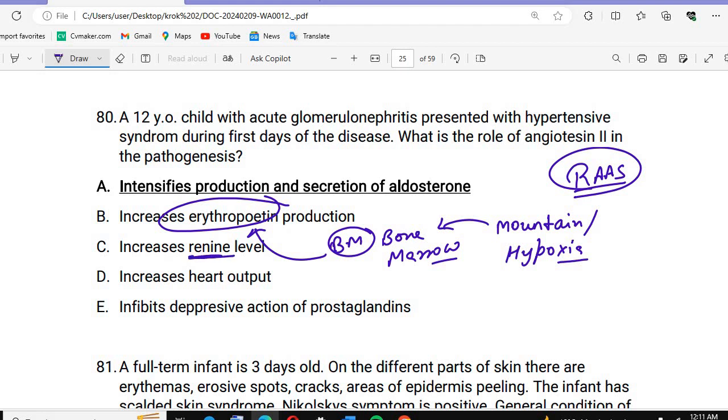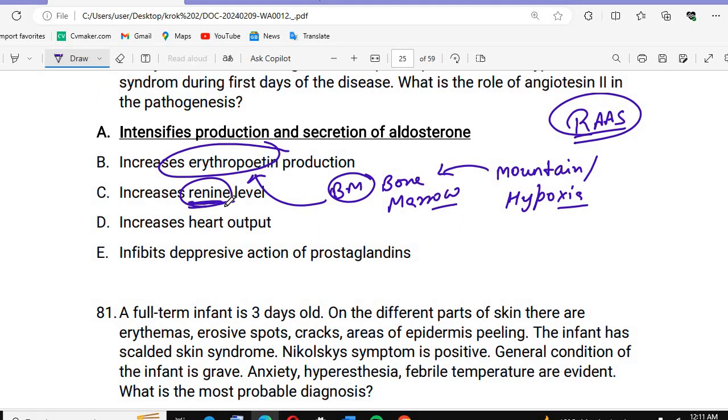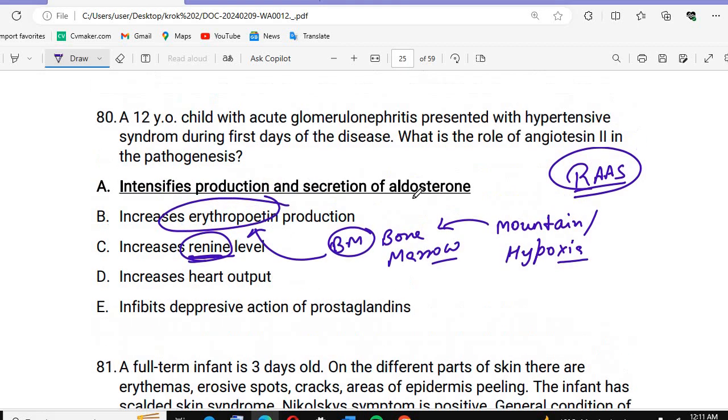Renin levels. So there are two things, we have the renin and we have the angiotensin. The renin level, we all know it's produced by the kidney, not angiotensin 2. The renin helps in the production of angiotensin 2. They increase the cardiac output, inhibit the depression. They are very, very different options. So you need to remember they intensify the production and secretion of aldosterone. Along with that, remember they help in sodium retention and they increase the blood pressure.